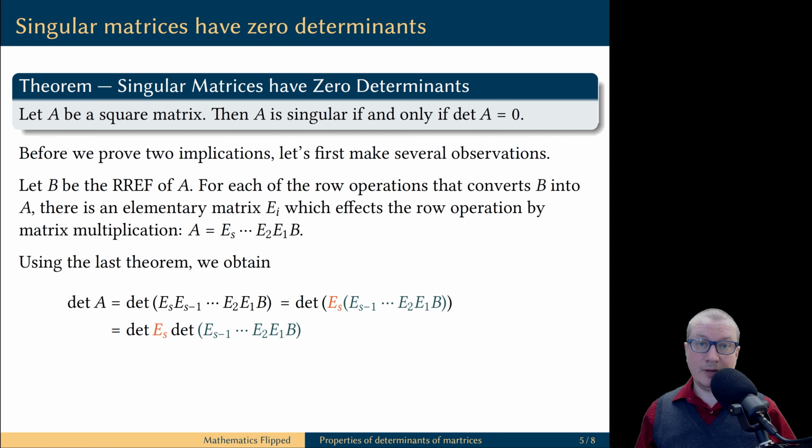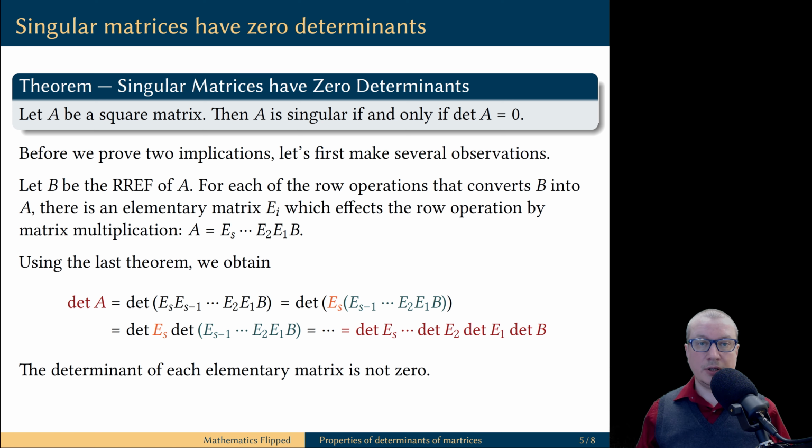But then we keep doing this. We chip away one leftmost elementary matrix at a time. We keep applying this same theorem, and this is what we'll get in the end. So, the determinant of A is equal to the product of all these determinants.